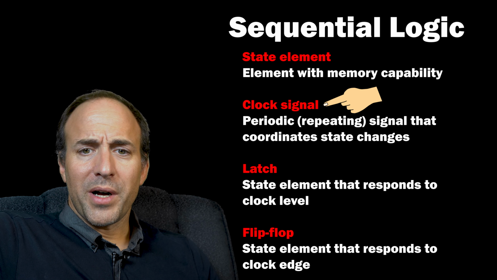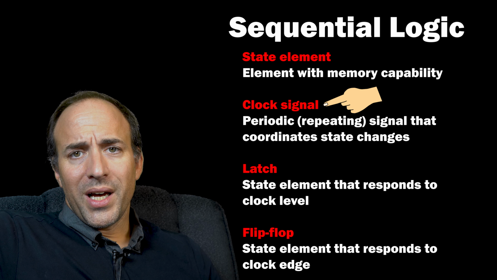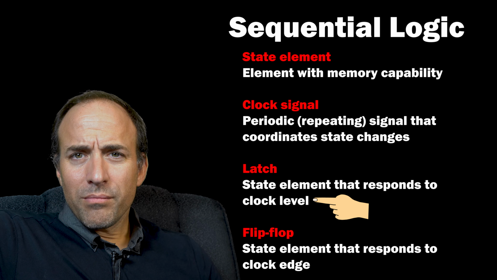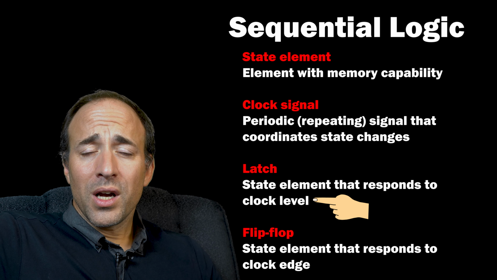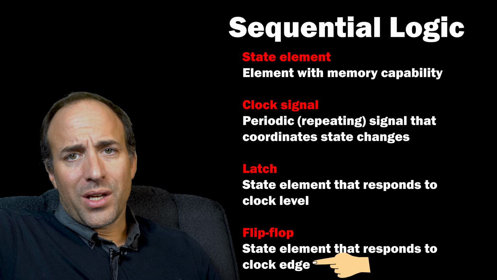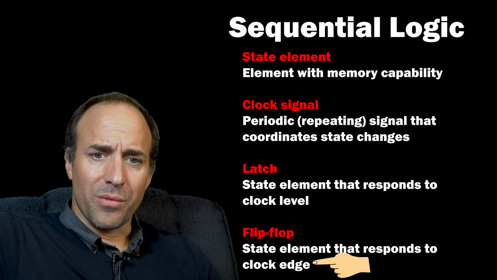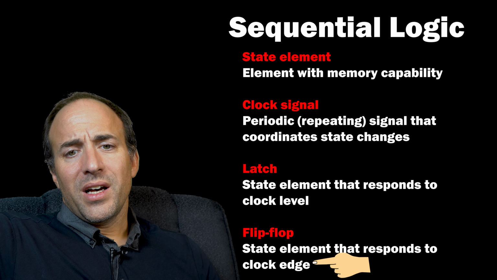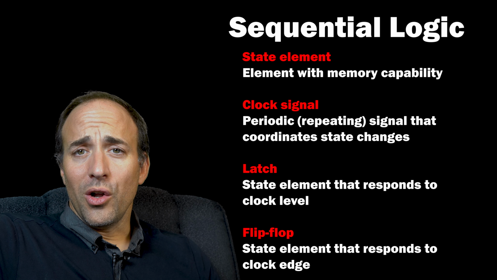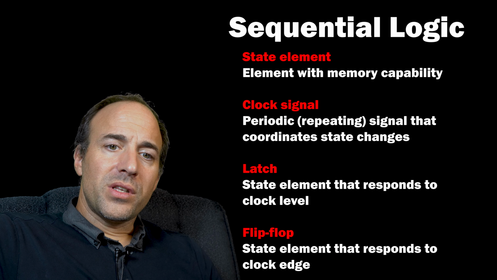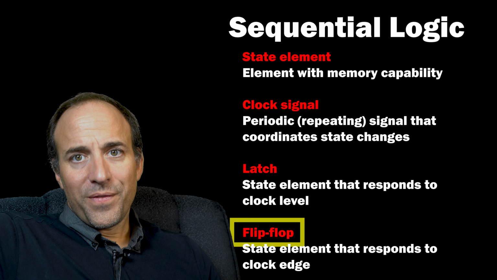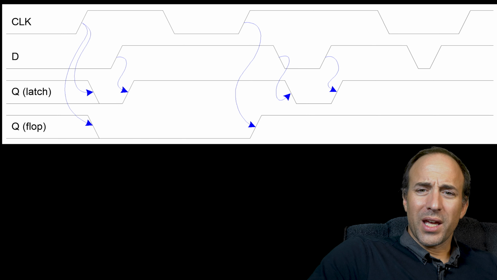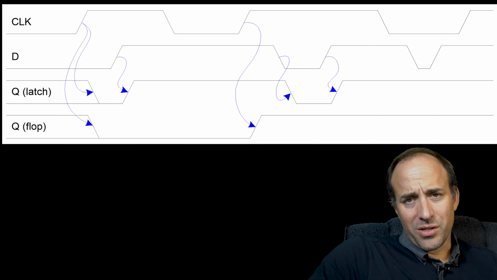The clock signal is responsible for synchronizing sequential logic, but sequential logic can respond to either the clock's level, in other words, whether it's high or low, or its edges, in other words, its rising or falling edge. The rising edge is the transition from 0 to 1, the falling edge is the transition from 1 to 0. Logic circuits that synchronize to the clock's level are called latches, and those that respond to the edge are called flip-flops.